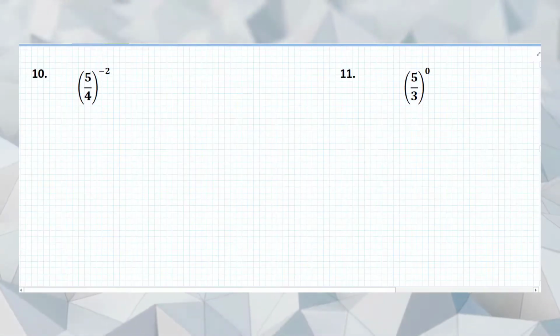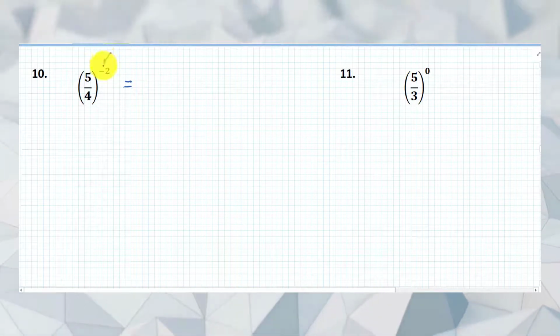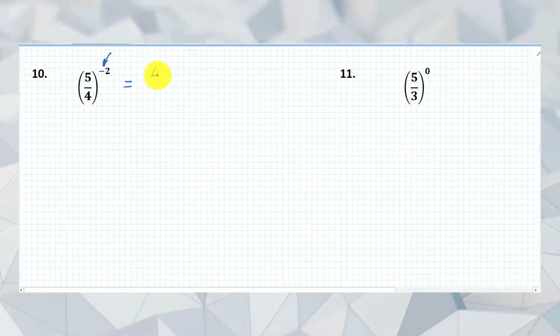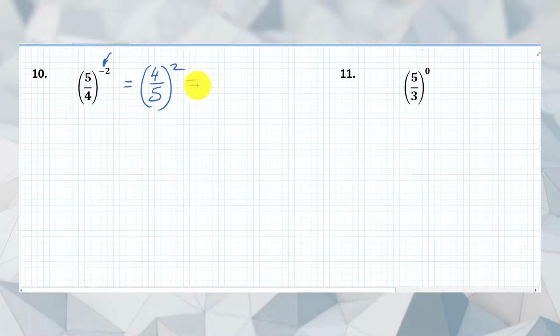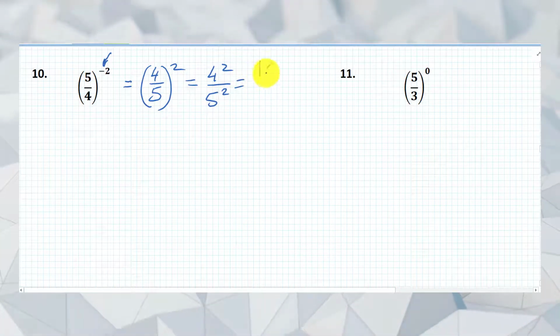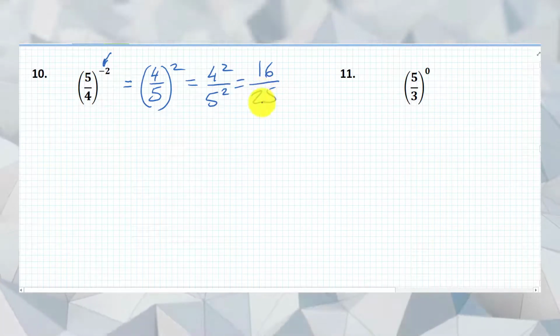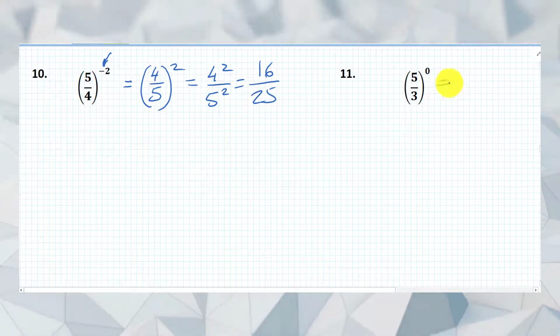Here we go. 5 over 4 to the negative 2. So let's take care of the negative sign by flipping the fraction, 4 over 5, and then the power has turned to be positive. So this is 4 squared over 5 squared, 16 over 25. Done. What is 5/3 to the 0? Don't forget that. It's just 1.